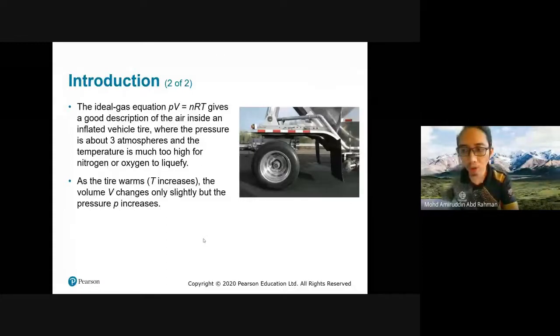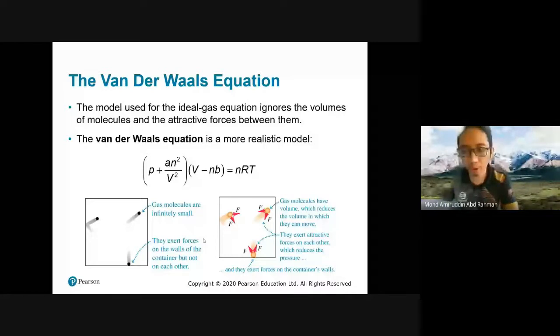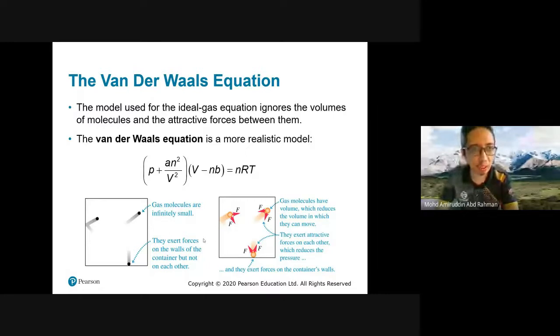We also have the van der Waals equation, which is usually used in chemistry. It defines the equation of the molecules traveling inside gas substances. The model used for the ideal gas equation ignores the volumes of molecules and the attractive forces between them, so we use the van der Waals equation here.